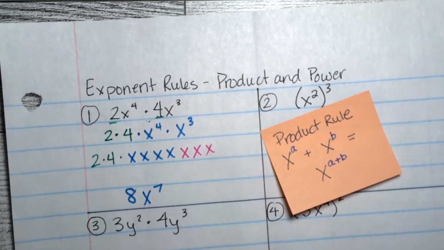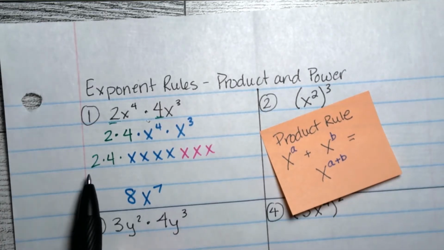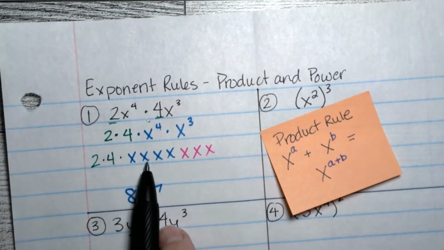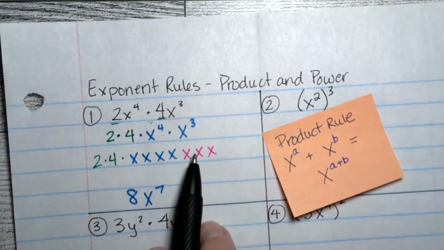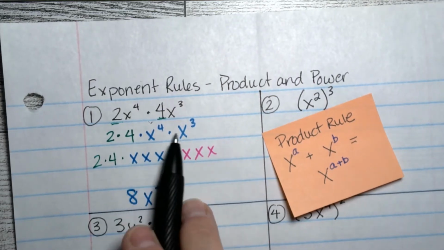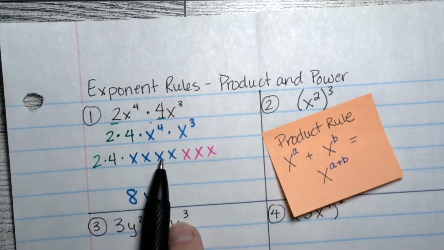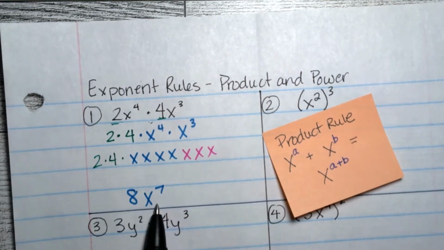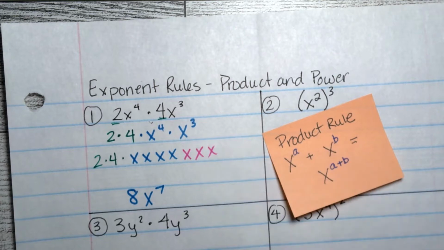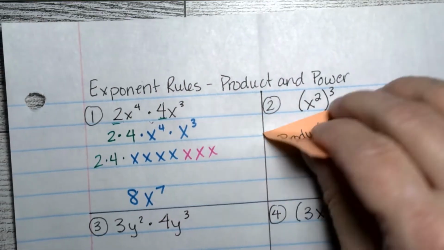And if you do that, you can count up and see what it's going to be. 2 times 4 is 8 still, but 1, 2, 3, 4, x to the 4th, 1, 2, 3, x cubed, 1, 2, 3, 4, 5, 6, 7, x to the 7th total. I'm not going to always expand like that, but you have 2 ways you can do these problems. Either way is fine with me.